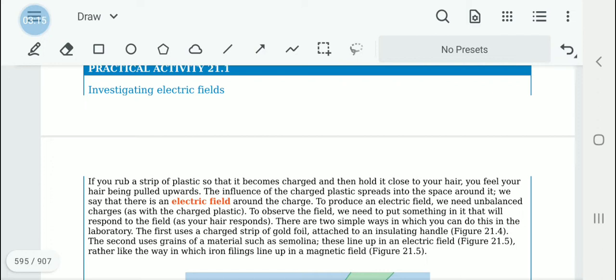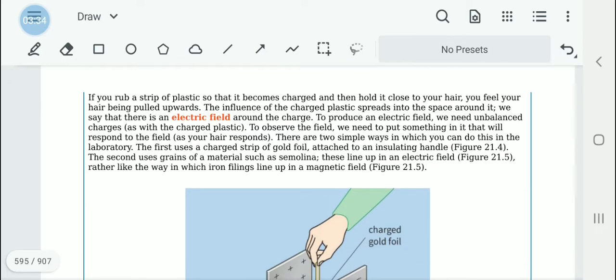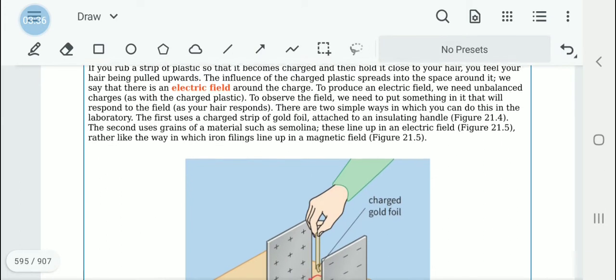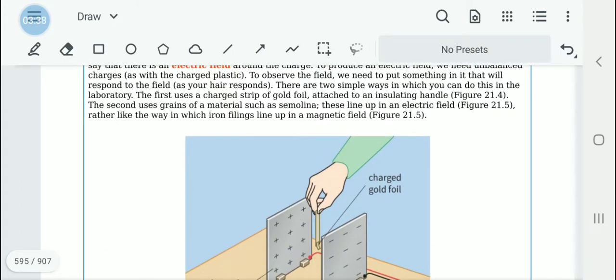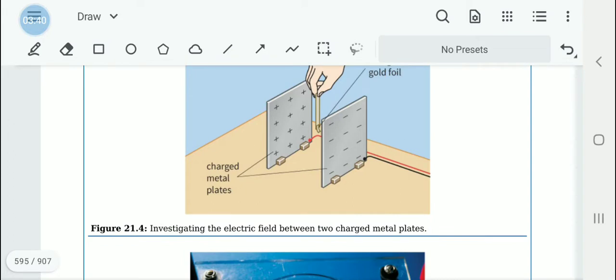Number two, using grains of material such as semolina, S-E-M-O-L-I-N-A, semolina, which gets lined up in an electric field just like iron filings would line up in a magnetic field.